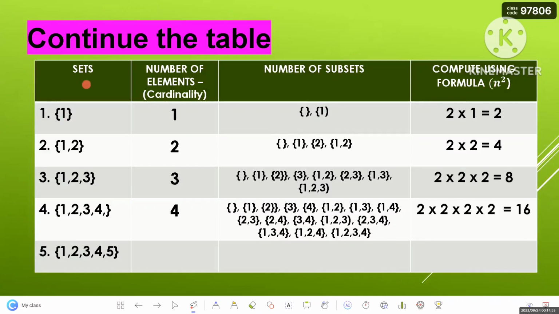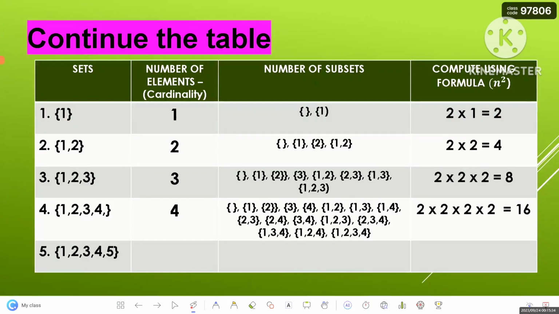Kung ang given is this, set 1, ilang elements mayroon? Isa. Ilang subset mayroon? Dalawa, kasi empty set at set 1. So we have 2 subset. Tama ba na 2 subset ito? Tingnan natin. 2 raised to 1. Bakit 1? Because this is only one element. So 2 raised to 1 equals 2. So therefore, tama ang ating number of subset.